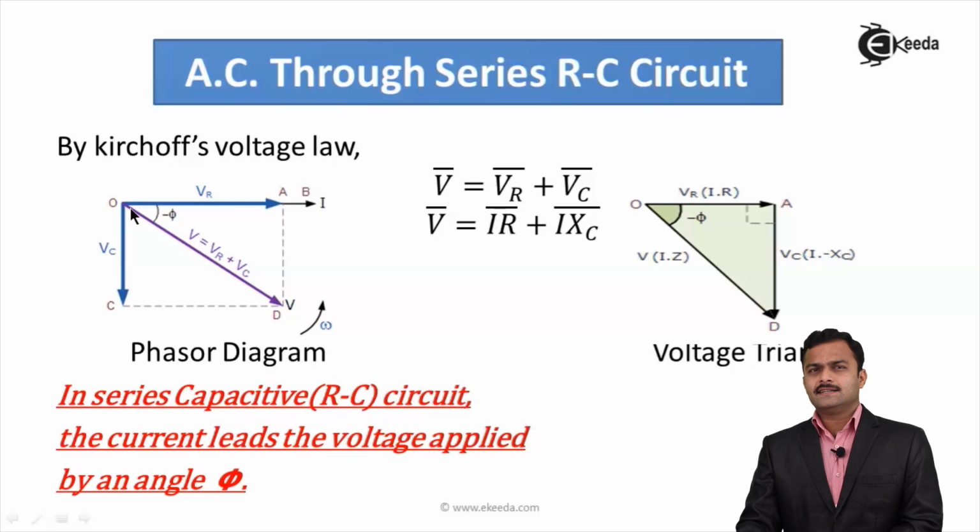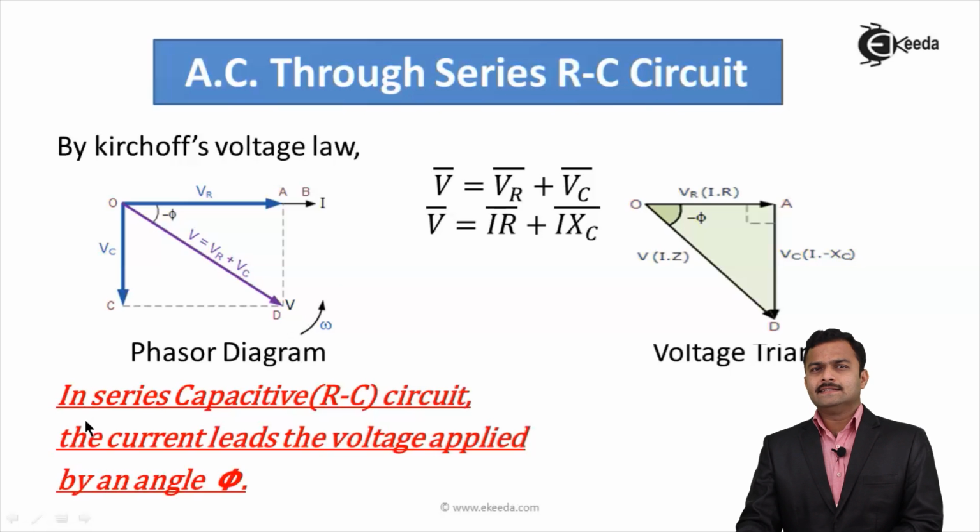Since it is a series circuit, I consider I as the reference. VR will be in phase with I and Vc will lag this I by 90 degrees. So I am getting Vc along the negative imaginary axis. Phasor addition of these two will give rise to a voltage V. Now this voltage V is the applied voltage, and this current I is supplied by the voltage. So ultimately the angle between them is phi, and the angle is such that this voltage is behind this current I in the anti-clockwise direction.